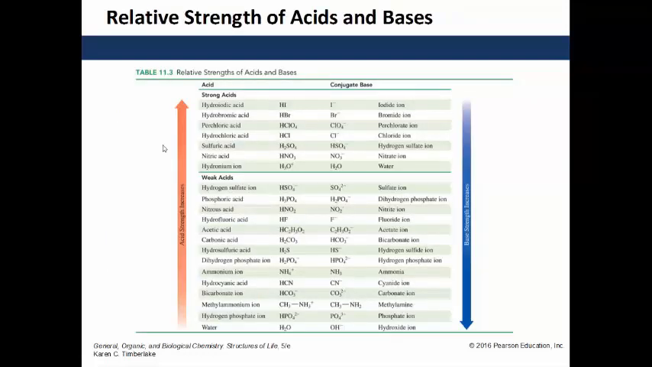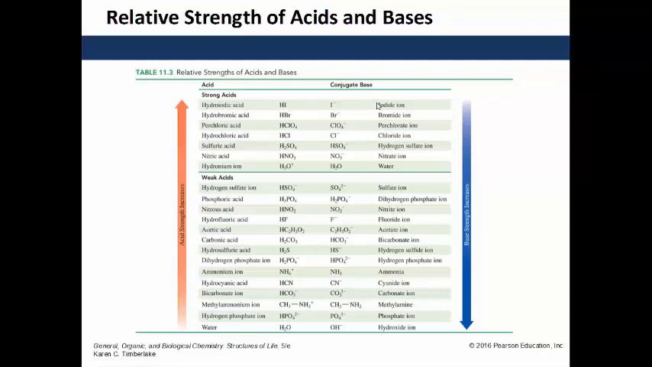In this table, you're shown the relative strengths of acids and bases. The first part of the table has the strong acids. As you go further up, the stronger they get. So hydroiodic acid is stronger than, say, nitric acid. The rest of this table are the weak acids. And again, as you go upward, you'll get stronger and stronger.